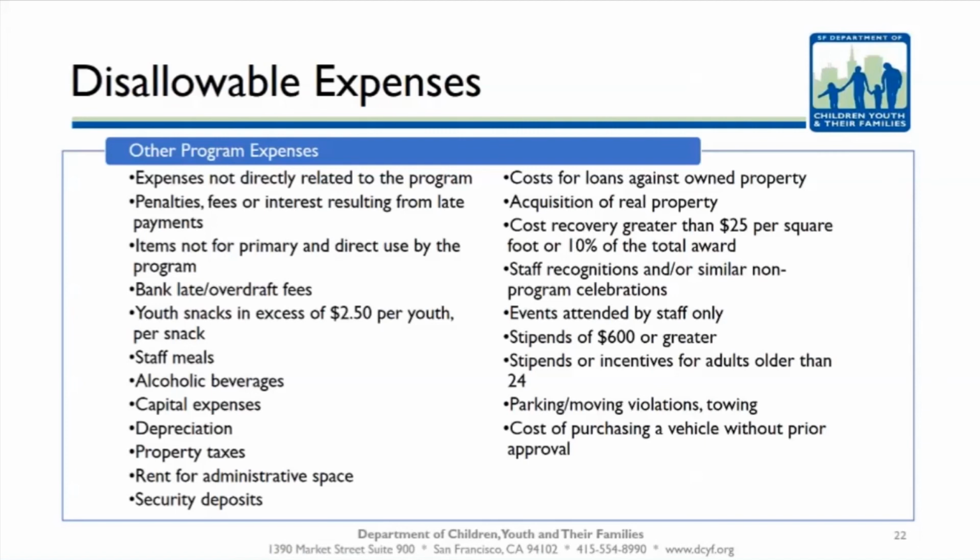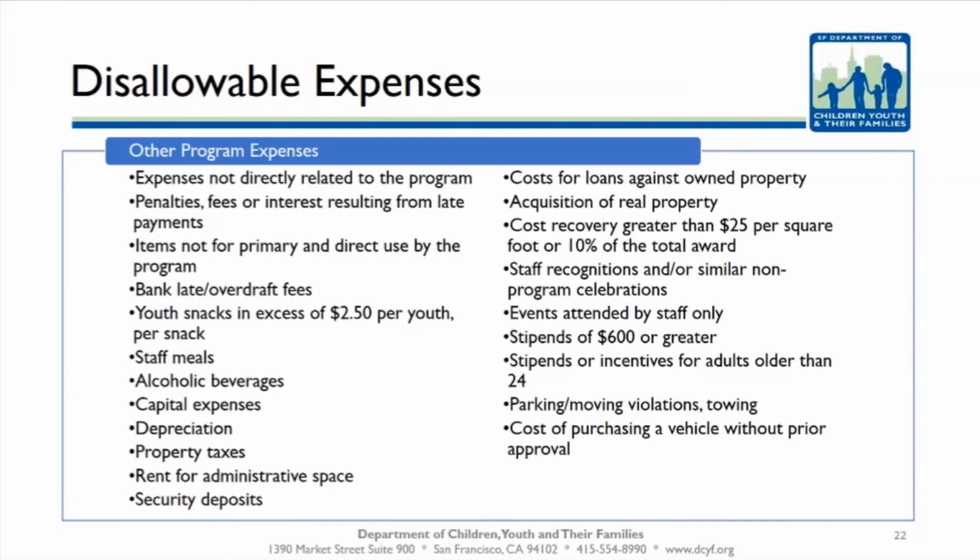Depreciation, property taxes, rent for your administrative space. Again, rent is a perfectly allowable expense, but for your admin space, that should go under the administrative budget line. Security deposits aren't allowed. In time, you will get that money back, so we can't reimburse for it on this grant.